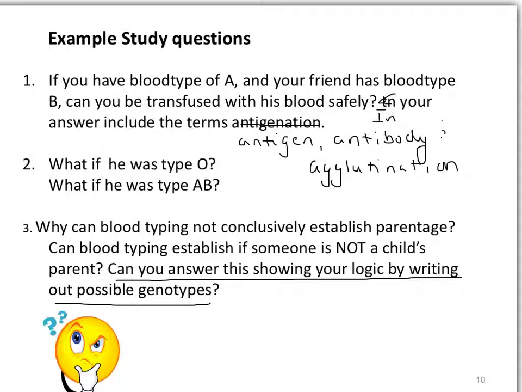I'm not going to spend any time on the Bombay phenotype. There is a question in your mastering homework that addresses this, and it's well explained in your textbook. Okay. Please move on to the next part of the lecture now.